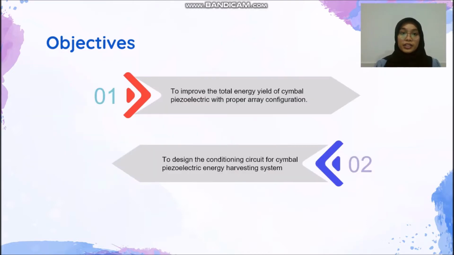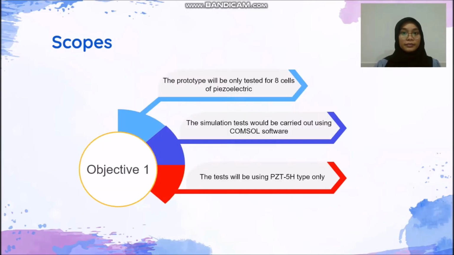Okay, as for the objectives, the first one is to improve the total energy yield of symbol piezoelectric with proper array configurations, and the second one is to design the power conditioning circuit for symbol piezoelectric energy harvesting system. The scopes are according to objective 1 and also objective 2.